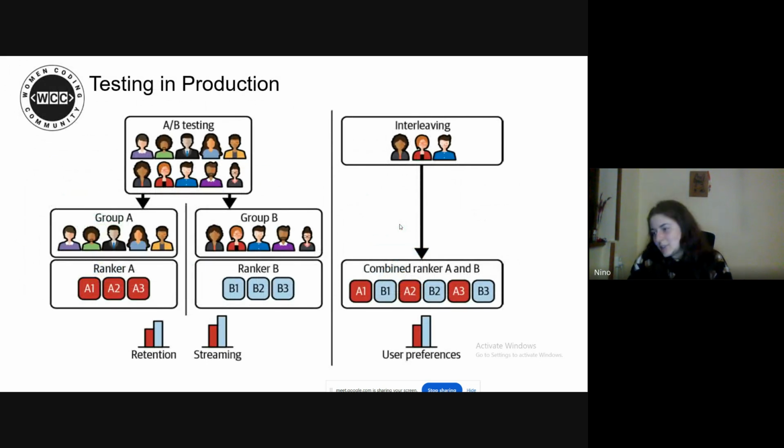Another testing strategy is A/B testing. I think it's well known, and as the name suggests, we have two groups, A and B. Group A is shown model A, and on group B we use model B. And finally, we look at retention or streaming or click-through rate or watch time. Based on the metric from the business, we evaluate which model was the best one, and we keep the model which has higher metrics.